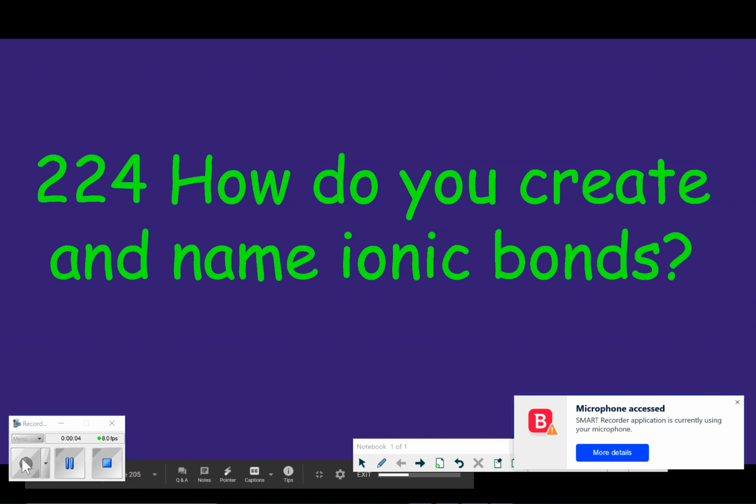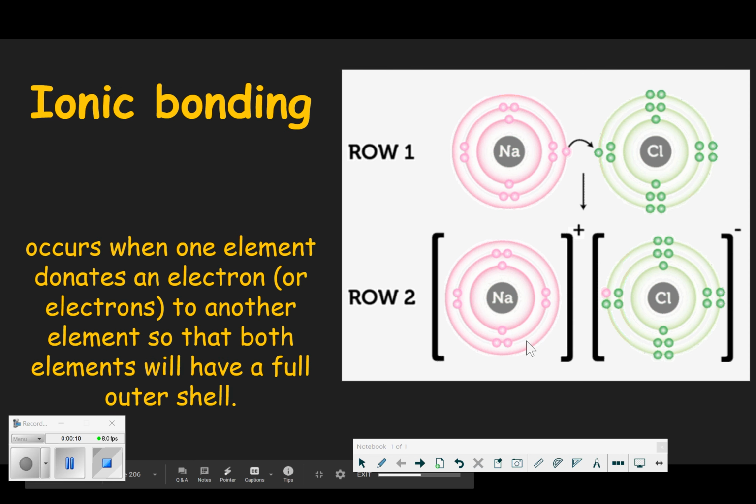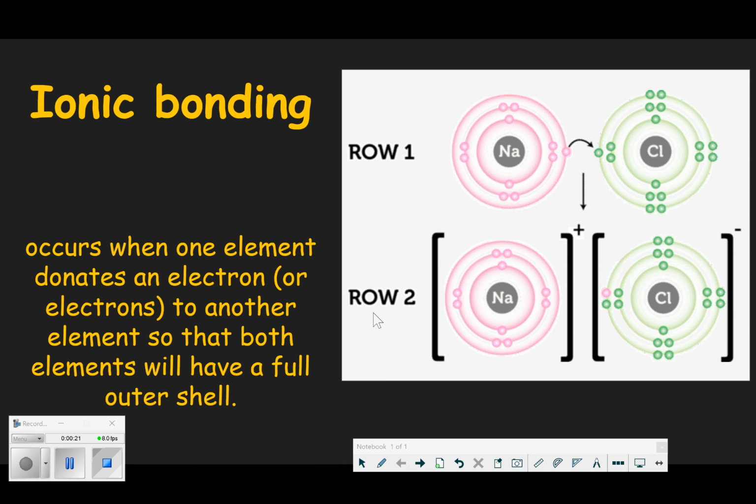I'm going to go over page 224. How do you create and name ionic bonds? Ionic bonding occurs when one element donates an electron or electrons to another element so that they both have full outer valence shells.